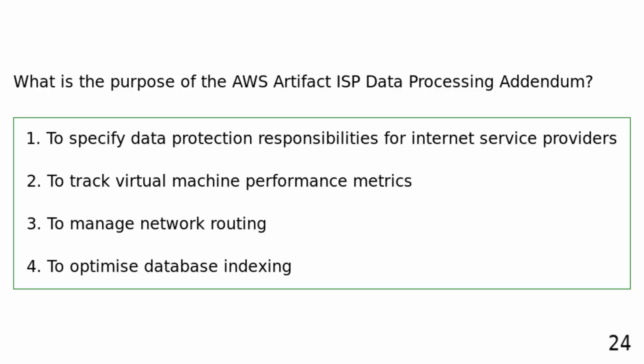What is the purpose of the AWS Artifact ISP Data Processing Addendum? To specify data protection responsibilities for Internet service providers. To track virtual machine performance metrics. To manage network routing. To optimize database indexing.